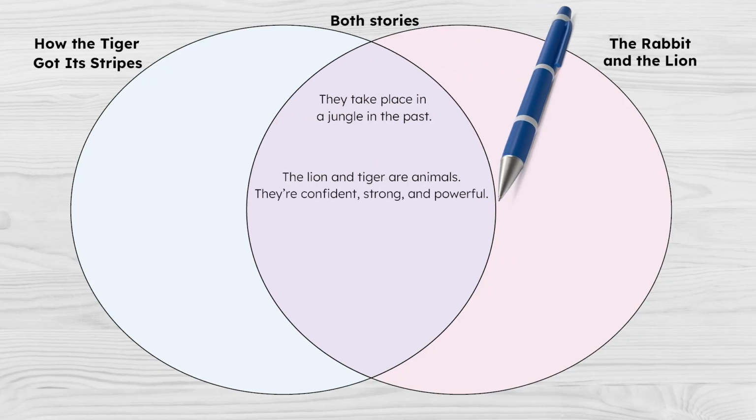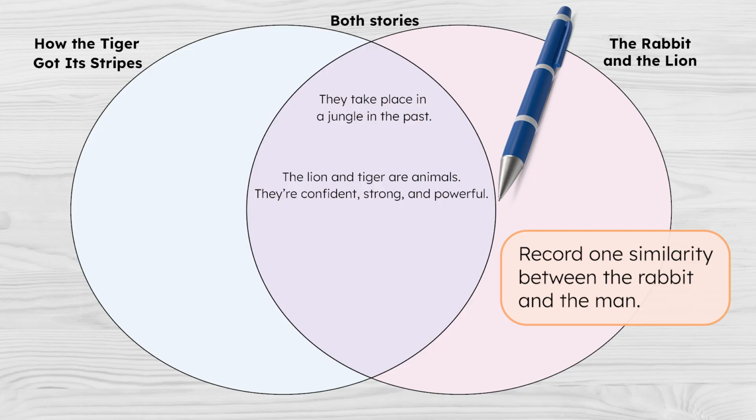They're both confident, strong, powerful animals. Let's move on to the other characters. In How the Tiger Got Its Stripes, there's a man, and in The Rabbit and the Lion, there's a rabbit. How are they similar? Remember, think about their internal and external traits. Pause the video to record one similarity between the rabbit and the man.